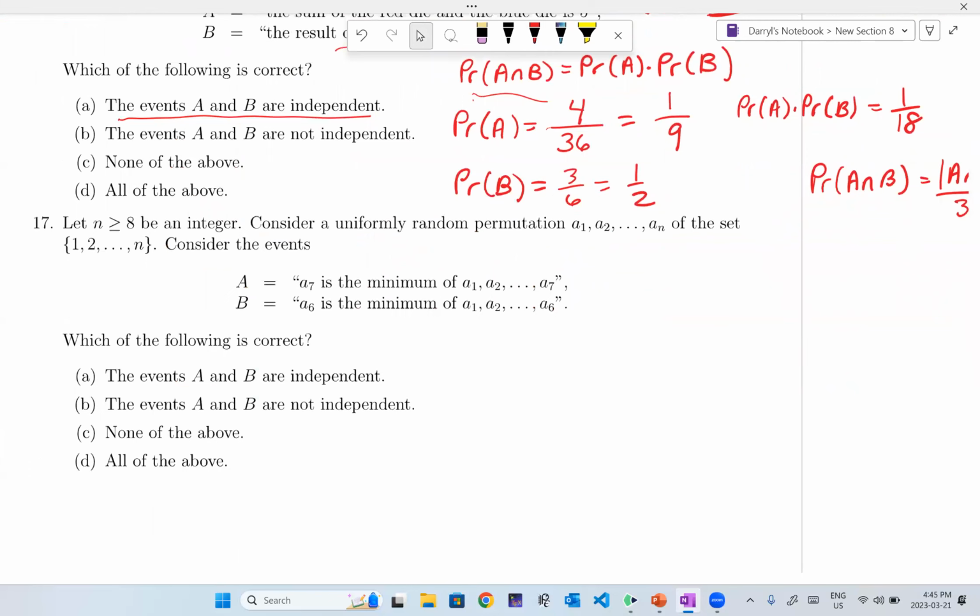So this is 17. This one's a little bit hairier. Maybe there's a simpler solution, but I couldn't think of one off the top of my head. So let's take a look at it. I have a uniformly random permutation of n numbers, and event A is A7 is the minimum of the first 7 numbers. And event B is A6 is the minimum of the first 6 numbers. All right, so again, I want to prove or disprove this.